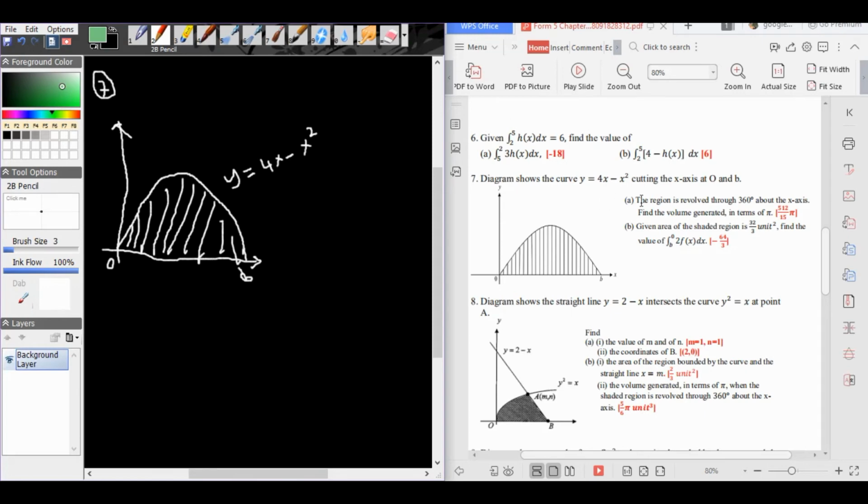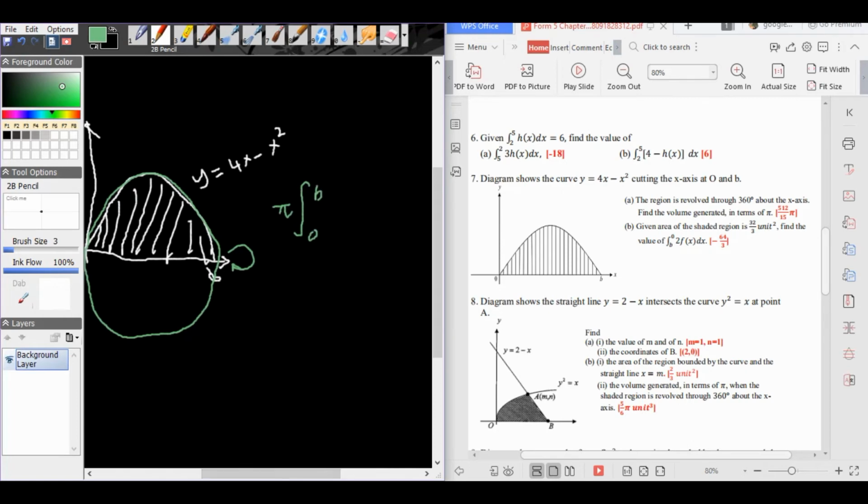Number 7a, the region is revolved through 360 degrees about the x-axis. Find the volume generated in terms of pi. Okay, so when we rotate this region 360 degrees about x-axis, then we will have a volume that looks like this. So how to find this volume? This will be pi integrate from 0 to b, y squared dx. This is x-axis, so dx. If here is x, then here we put y squared.